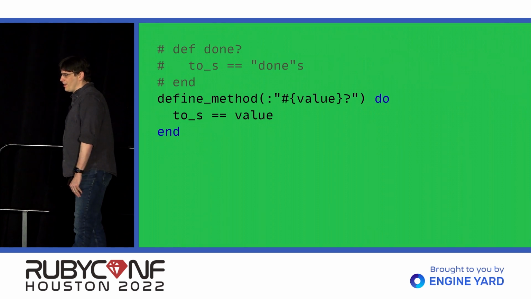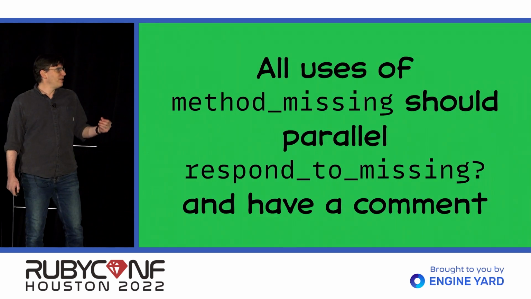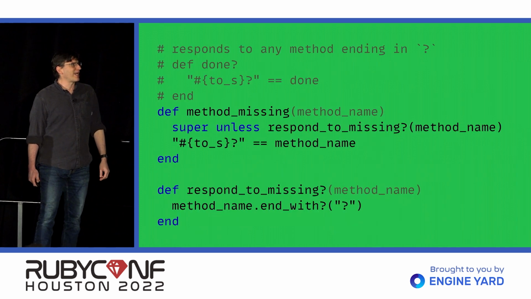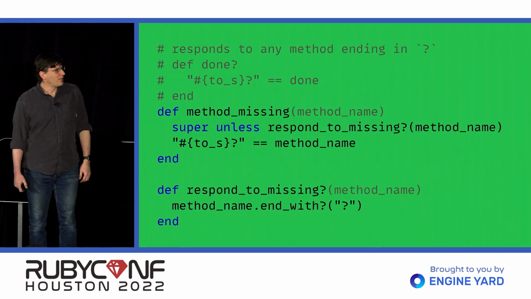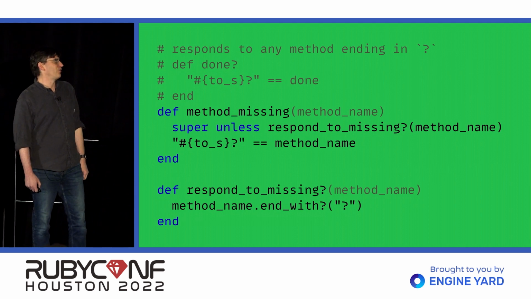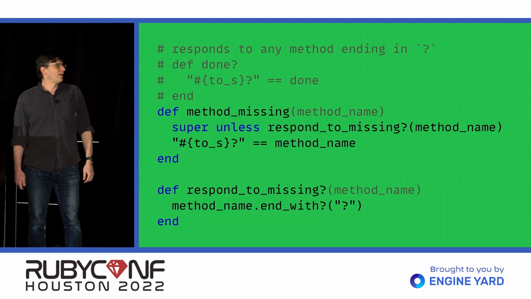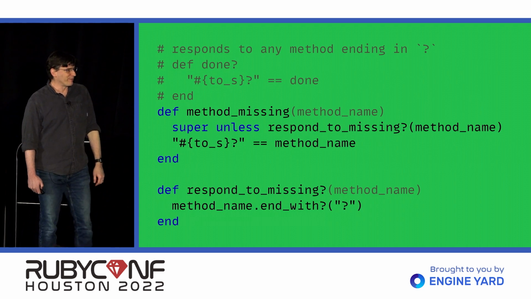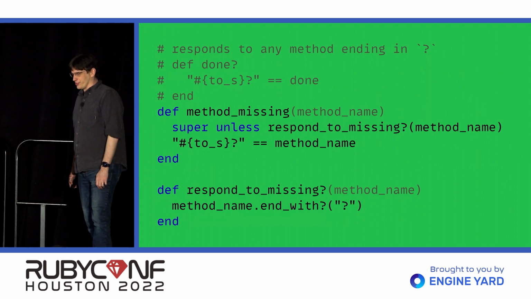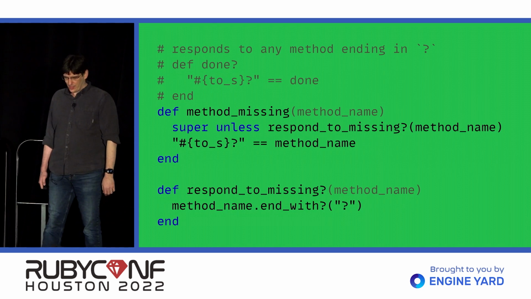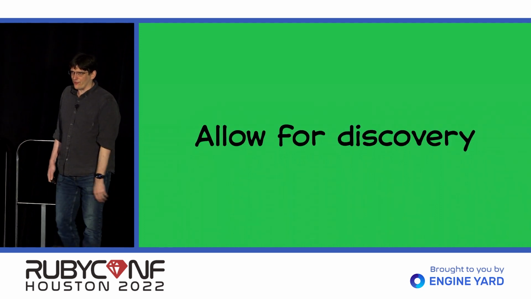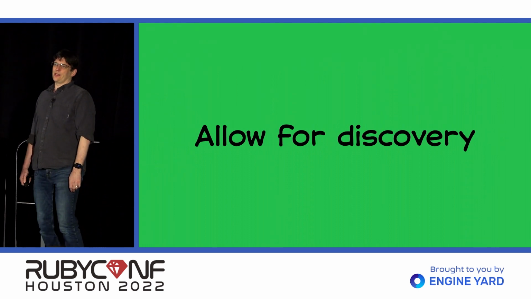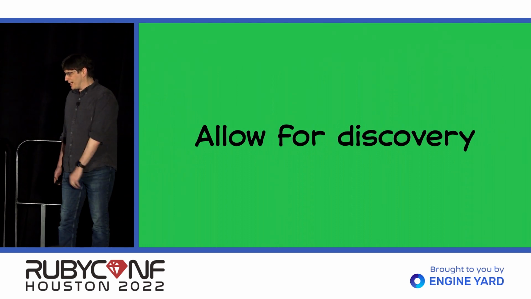If you're using method missing, you need to have parallel it with Ruby's respond to missing, and again, also have a comment. Here's a version of the method. Here's a version of that code that uses method missing for the predicate, and again has a sample version of what a real version of this method would be like. So you really do need to allow for discovery. It's a genuine concern that we need to mitigate.